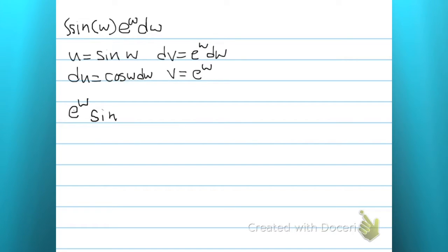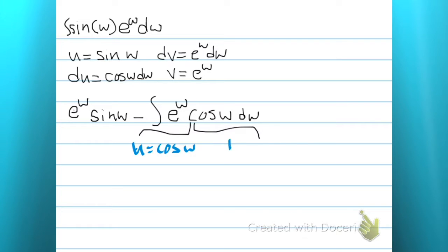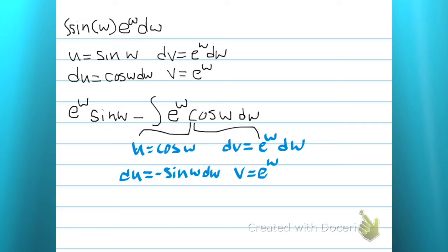So we sub in our u and our v: uv minus the integral v du. Oh, looks like we're going to have to go by parts again. I'm going to choose the same kind of parts. So u is the cosine dub, and dv is e to the dub d dub. So we get du, that's minus the sine dub d dub, and v is e to the dub.